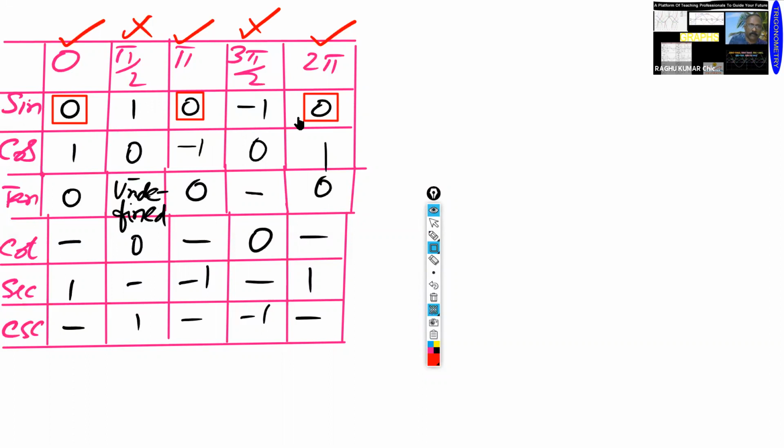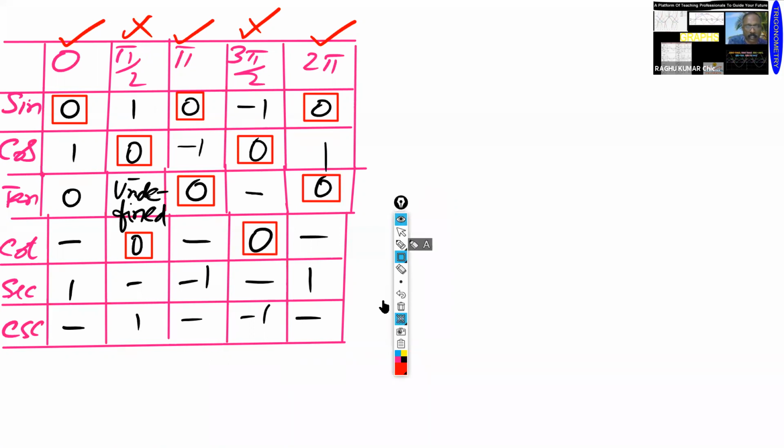Similarly, this one. Similarly, this one. You can observe, for sine and tan, it is same. Correct, no? For cos and cot, it is same. Are you with me or not? Yes, sir. So now, what I'm concluding here is this.